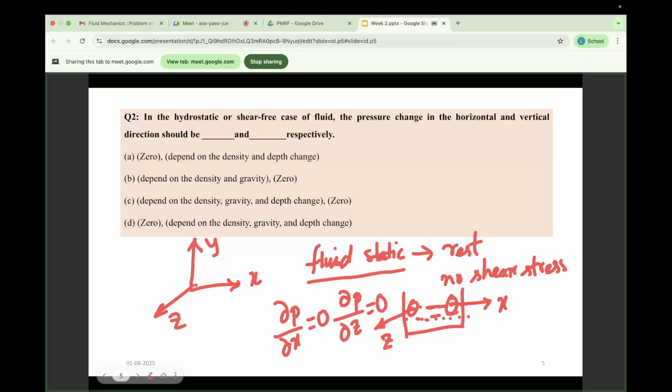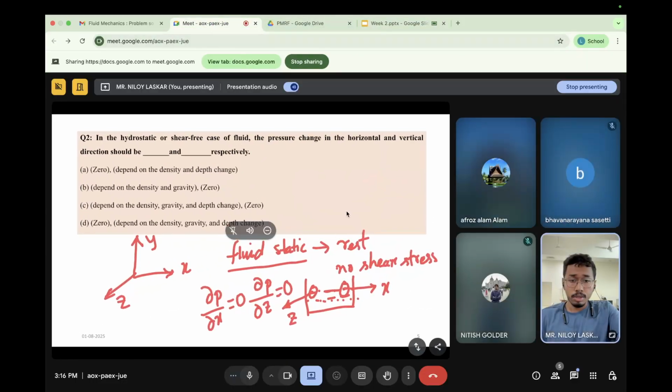However, in the vertical direction there is, hello. Hello, hello, who is this?